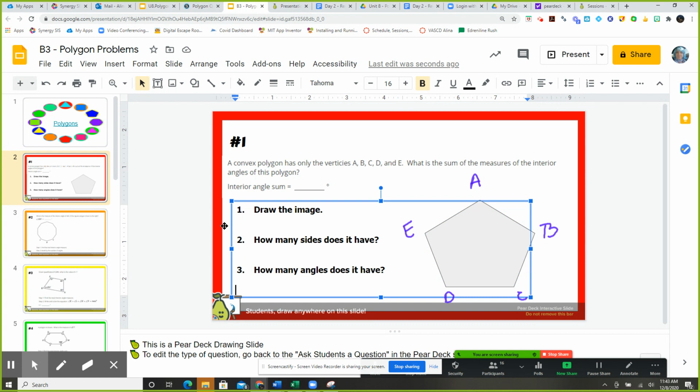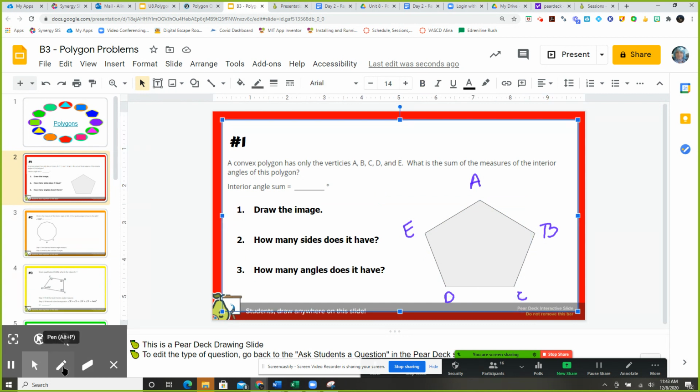So we took care of the first thing, draw an image. We took care of the second thing. Oh, wait, no, we didn't take care of the second thing. How many sides does that shape have? 5. And how many angles? 5. How do I find the sum of the interior angles? What math do I have to do?